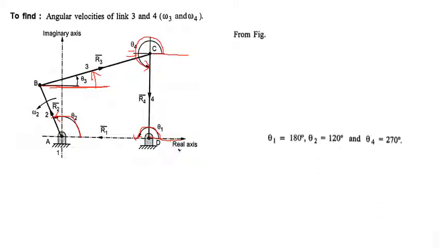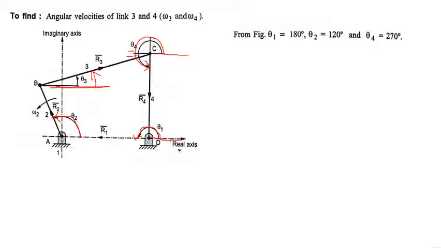Always, from the figure, we have to identify the angles. Theta 1: since it coincides with the real axis and we measure in the anti-clockwise direction, theta 1 becomes 180 degrees, whereas theta 2 is 120 degrees. And theta 4, measured in the anti-clockwise direction, becomes 270 degrees.